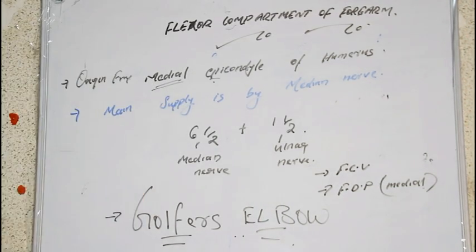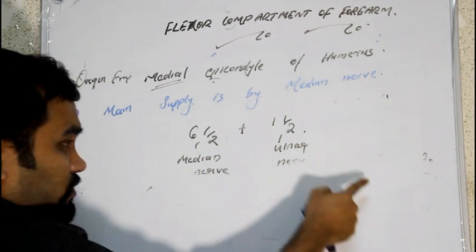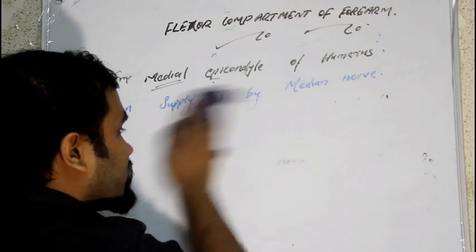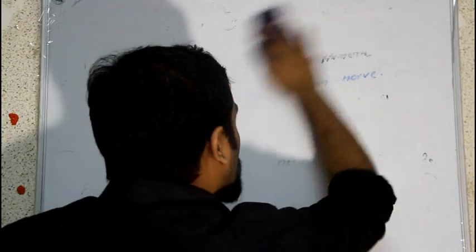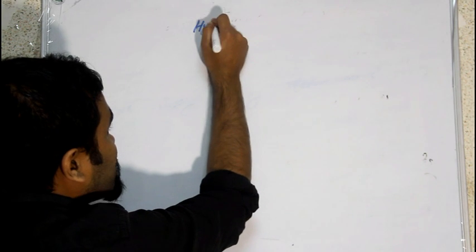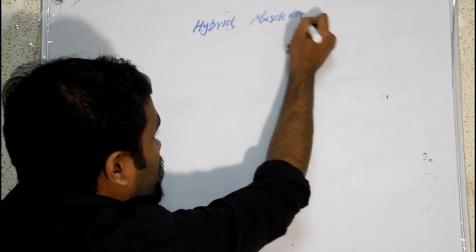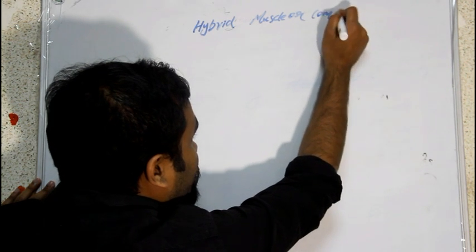Now I'll be adding, I told you the FDP has two parts, medial and lateral. Some muscles in the upper limb are known as hybrid muscles or composite muscles.